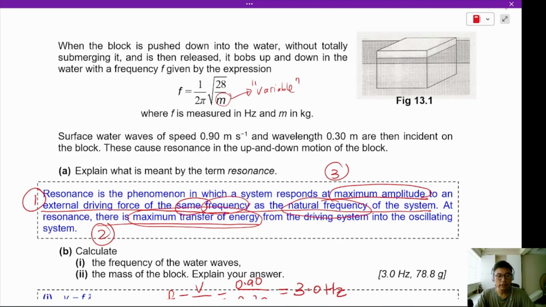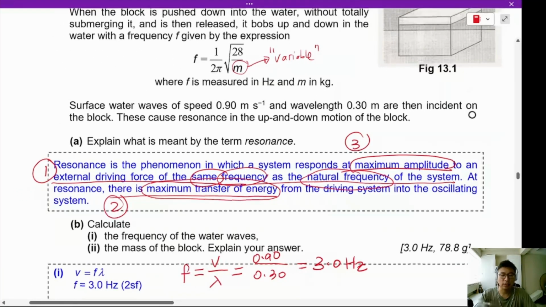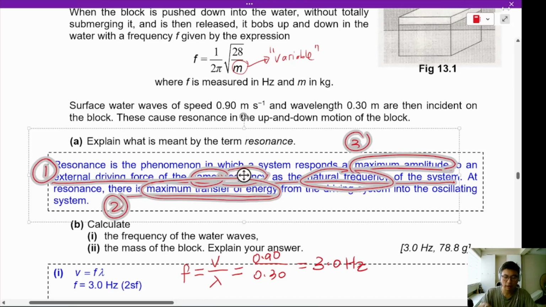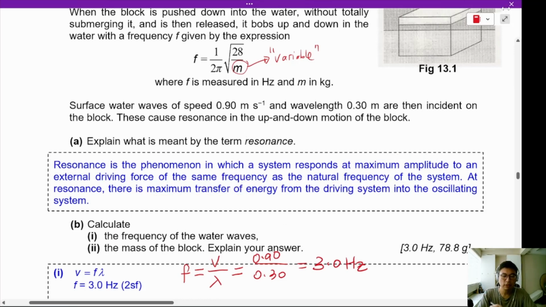Okay, so what is meant by the term resonance? Now, in order to explain this answer, we will need to cover 3 points. First of all, we must say that there is an external driving force of the same frequency as the natural frequency. Resonance only occurs when there is an external driving force that's subject to forced oscillation.